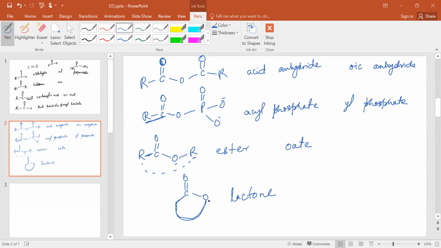If you replace the oxygen with sulfur, then it is called a thioester. Here you see these esters end with "oate", so thioesters will end with "thioate".